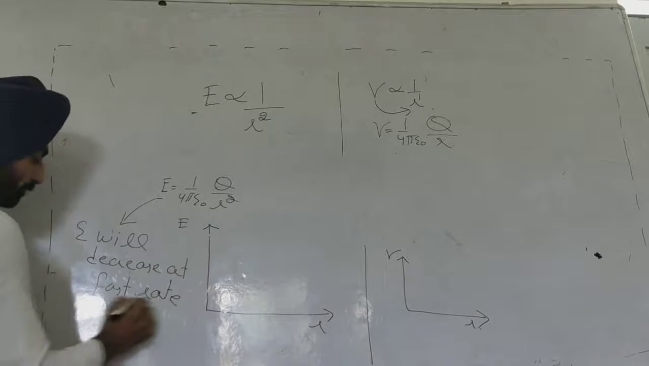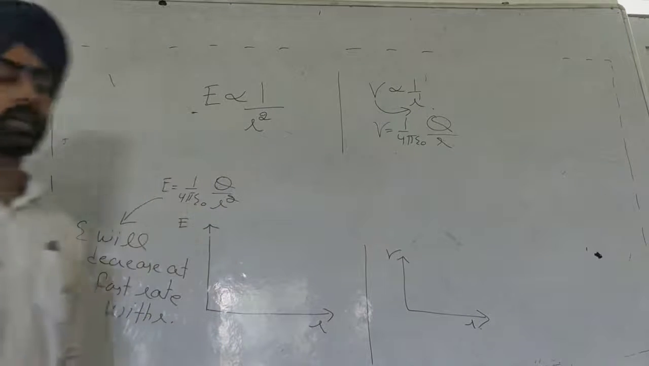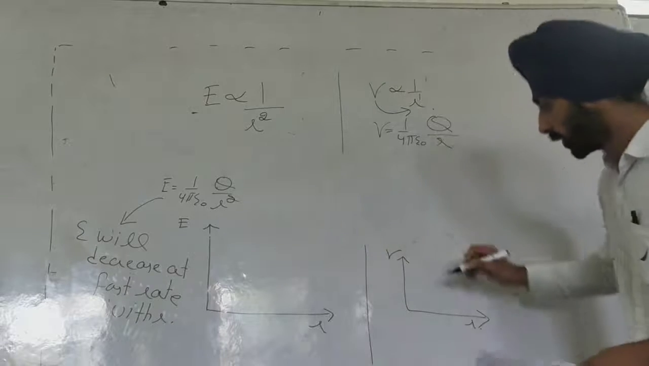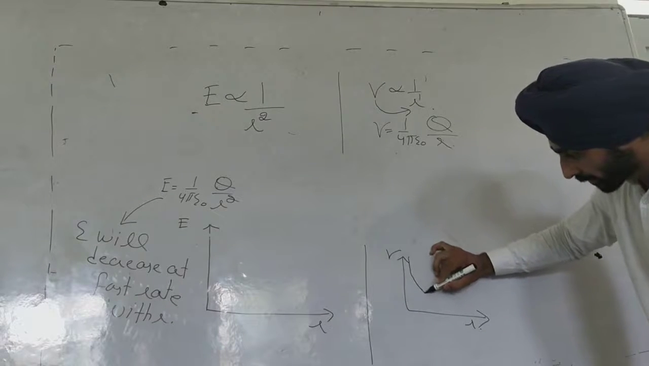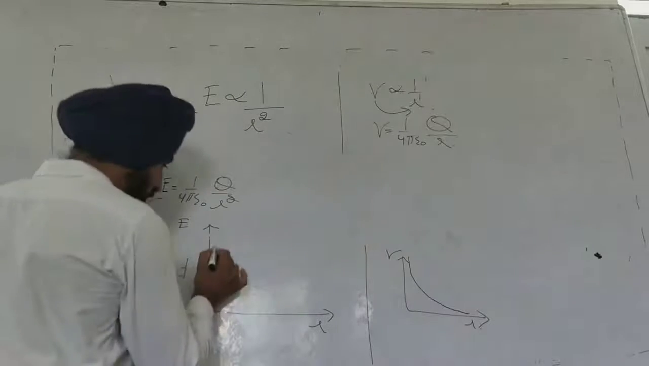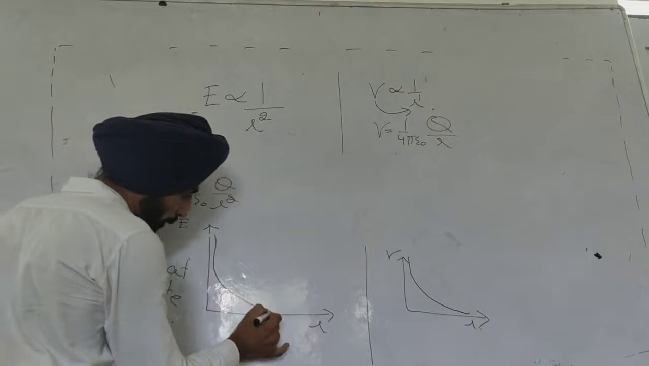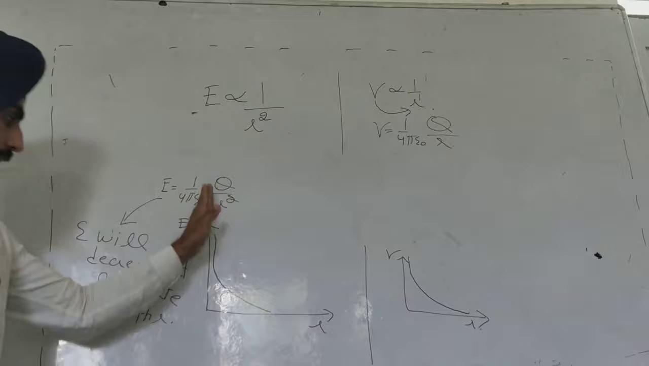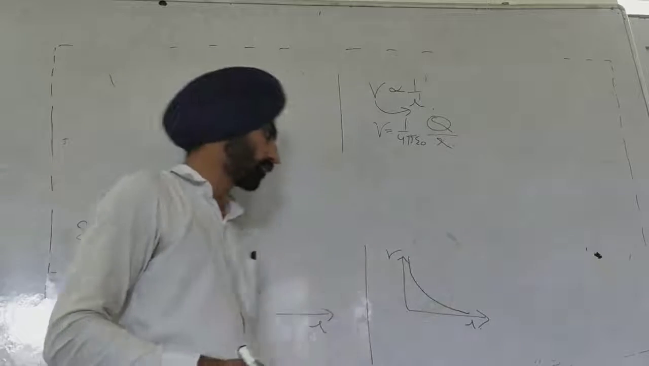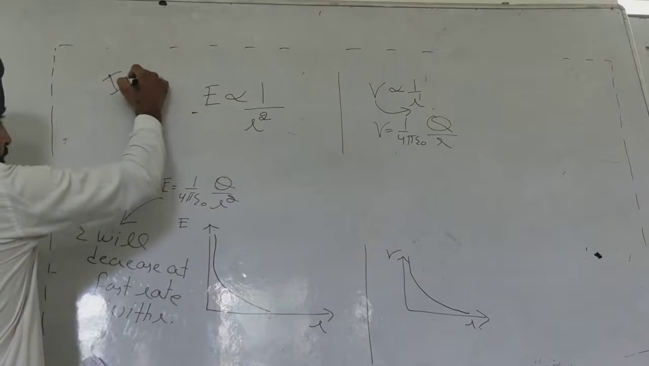With R, this E is going to decrease at a fast rate. If it is going to decrease like this, slowly at first, you will see a major downfall here, like this. A curve goes to it. It is decreasing at a fast rate, then it is decreasing at a slow rate. So this is the variation. This is important in NCERT.